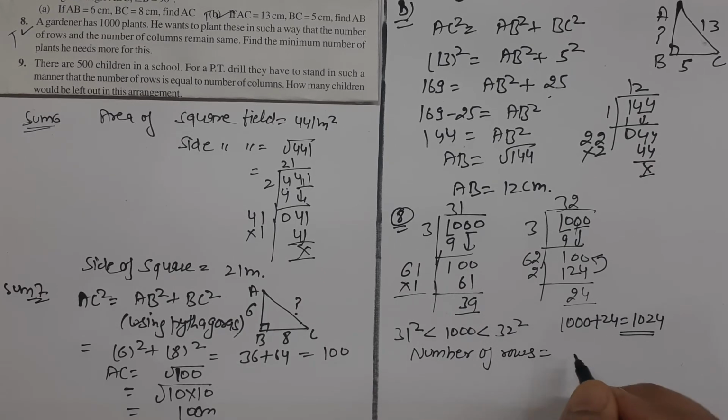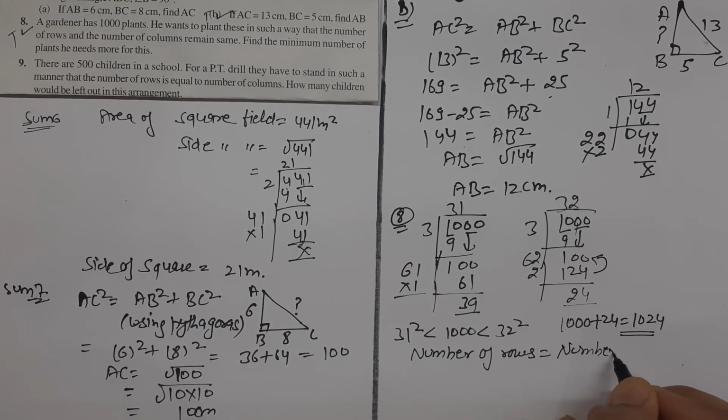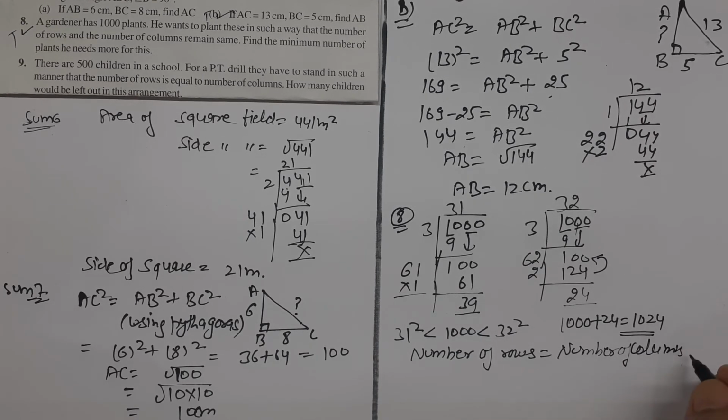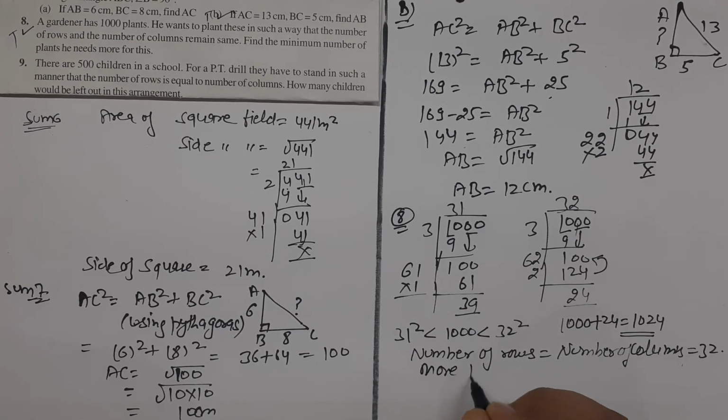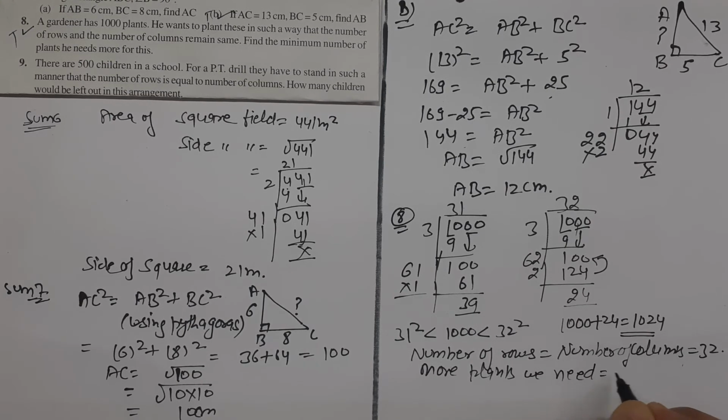Number of rows equals number of columns, that is equal to 32. More plants we need, that is 24 plants. Next question. Question number 9.